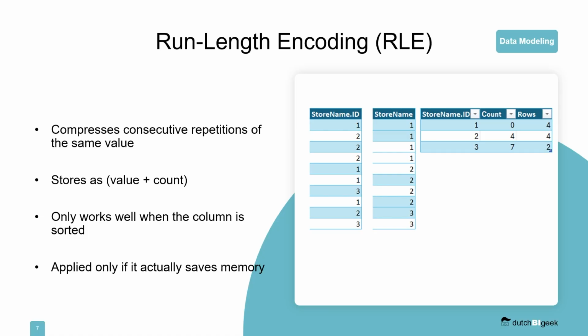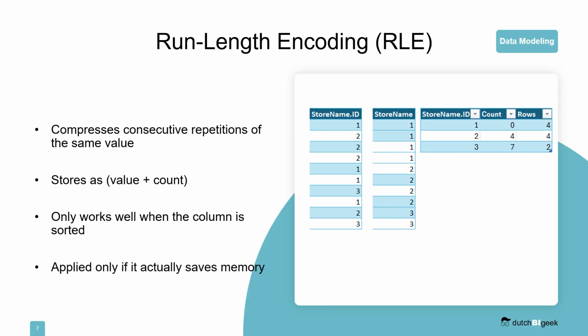And ID 1 starts by row 0 and it is repeating 4 times. And ID 2 is starting with row 4 and it is also repeating 4 times. And the last ID, ID 3, is starting with row 7 and it is repeating 2 times.